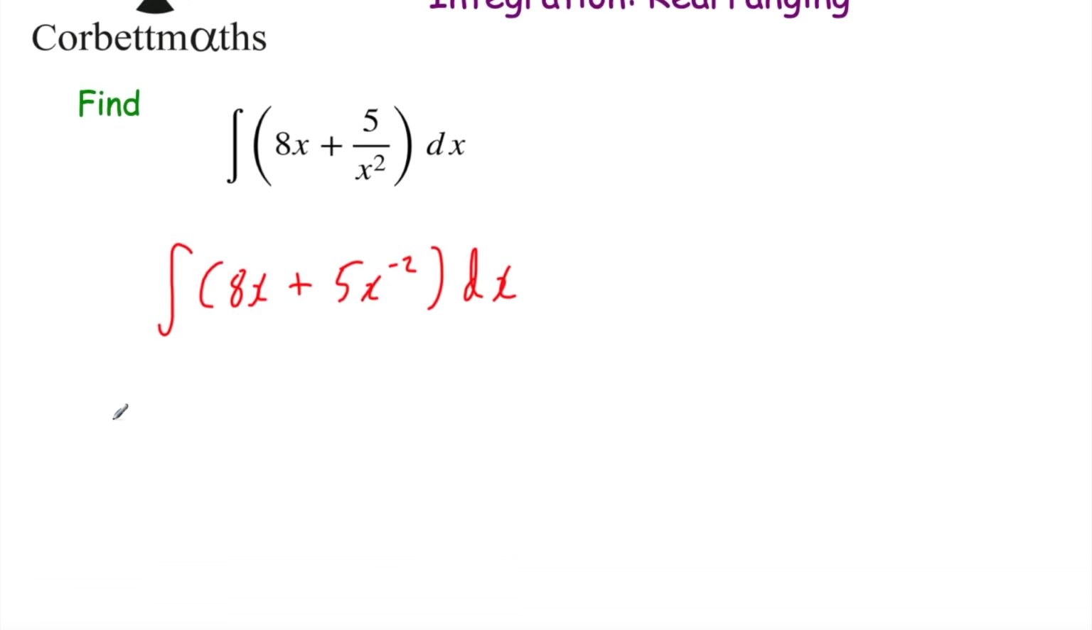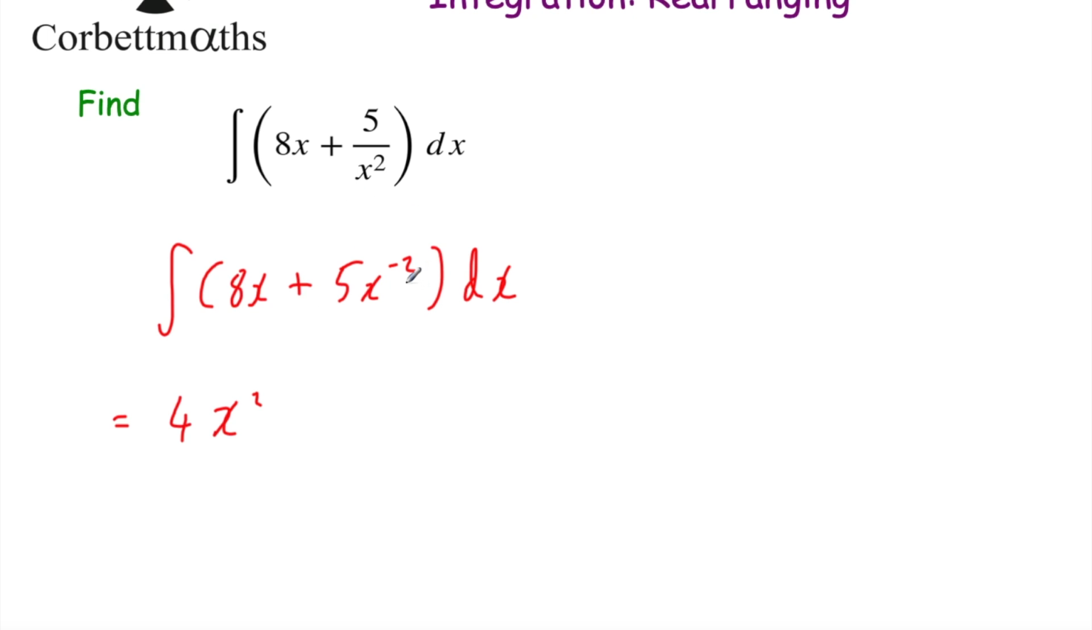Okay, so now let's integrate it. So we're going to integrate each of the terms separately. So let's integrate 8x. So we're going to increase the power of x by 1. So it was 1. You're increasing it by 1, so it's going to be x squared. And then you're going to divide by the new power. 8 divided by 2 is equal to 4. So integrating 8x gives us 4x squared.